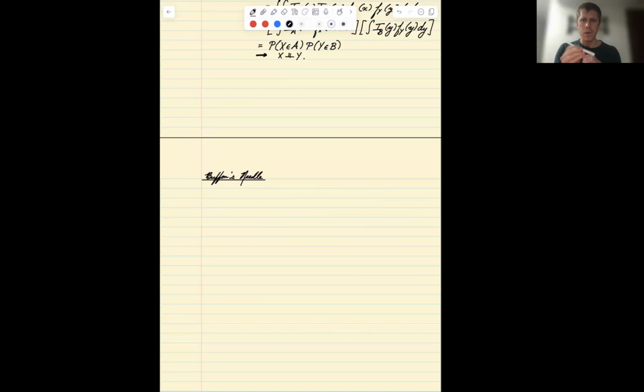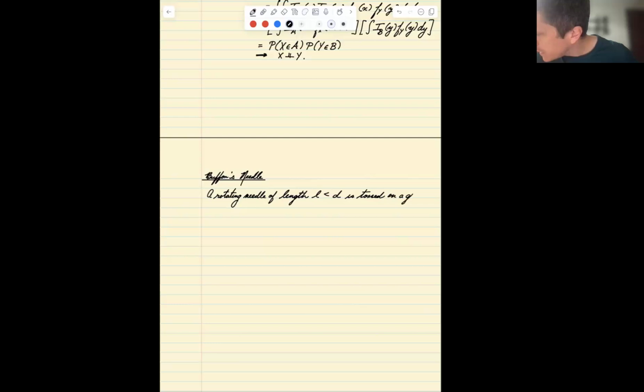Okay, it's going to rotate. And so we have a rotating needle of length L, and the length of the needle is less than D. And D is the spacing, so this is being tossed on a grid of parallel lines spaced distance D apart.